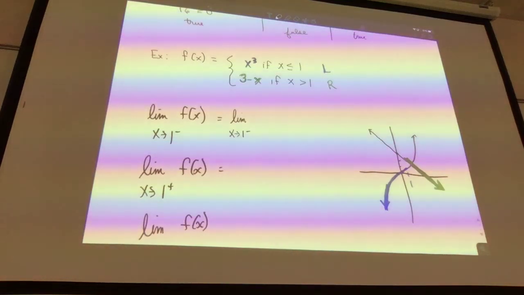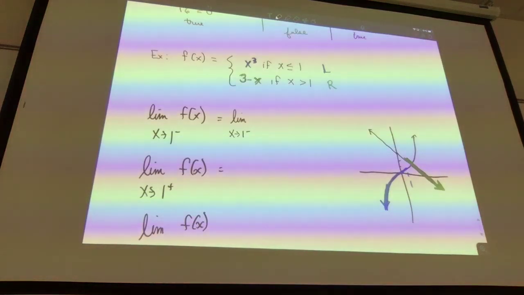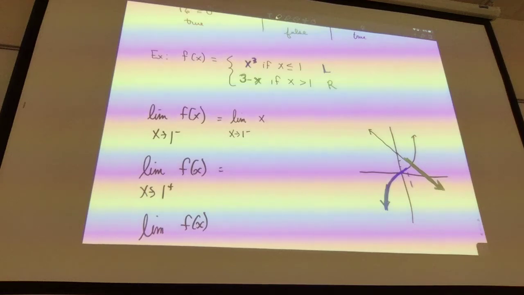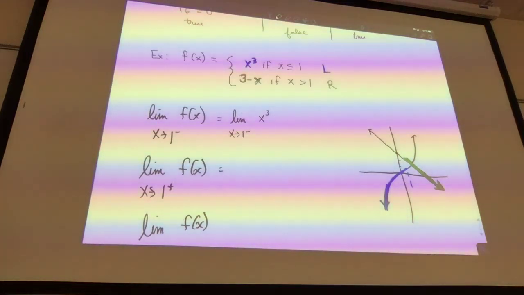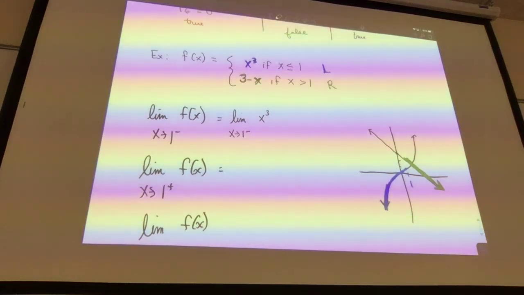Which one of those describes the left bound? We already labeled it. Blue. The blue one, so I would say x cubed. So that I know I'm only looking at that one from the left. What is that? What's the limit as x approaches 1? 1. Good.